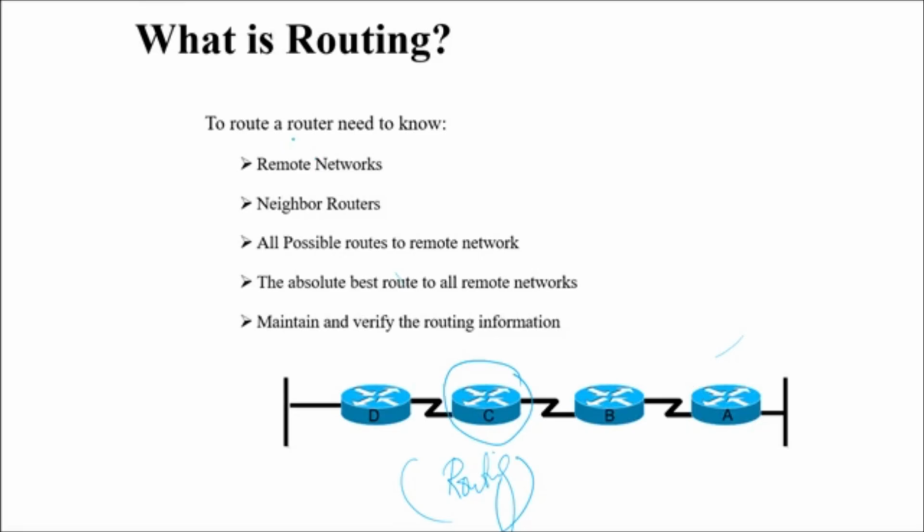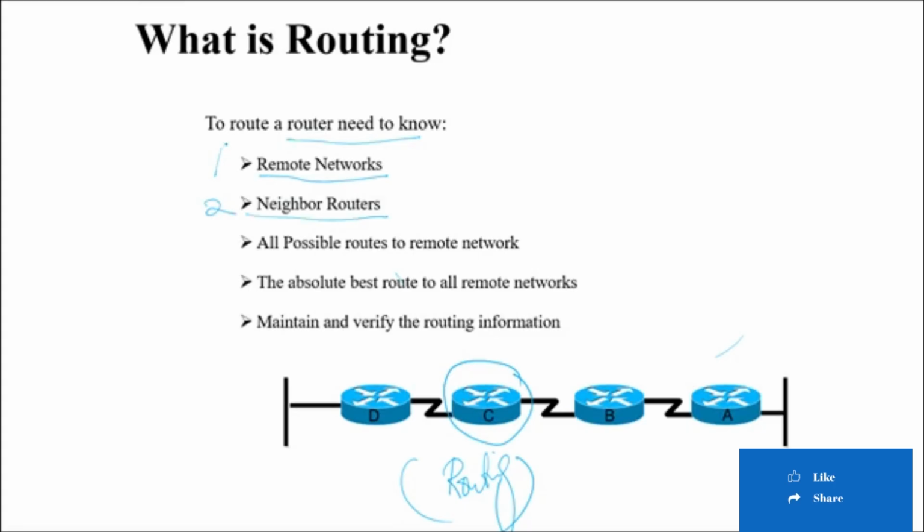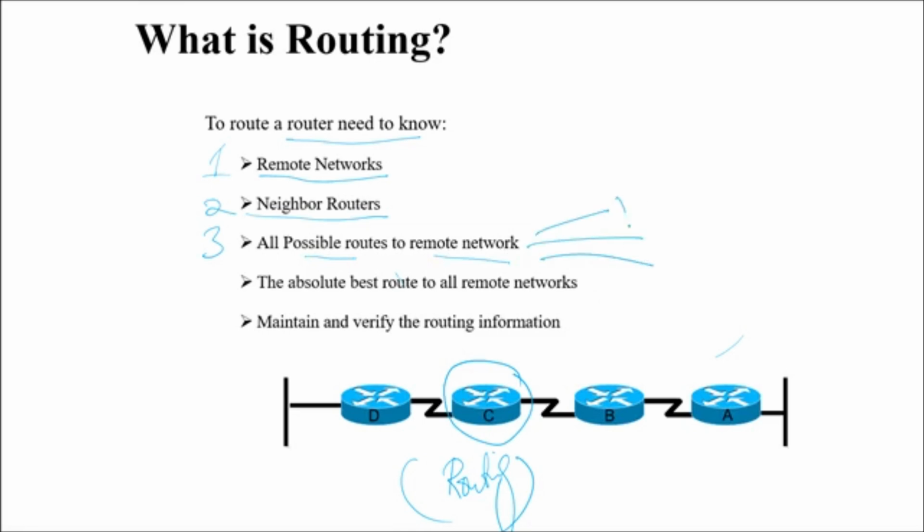This router needs to know the remote network information, the neighbor routers. This is the second point. This is the first one. The third thing is all possible routes to remote networks, meaning how many ways I have to reach a remote network: 1, 2, 3, 4, etc. How many ways do I have?